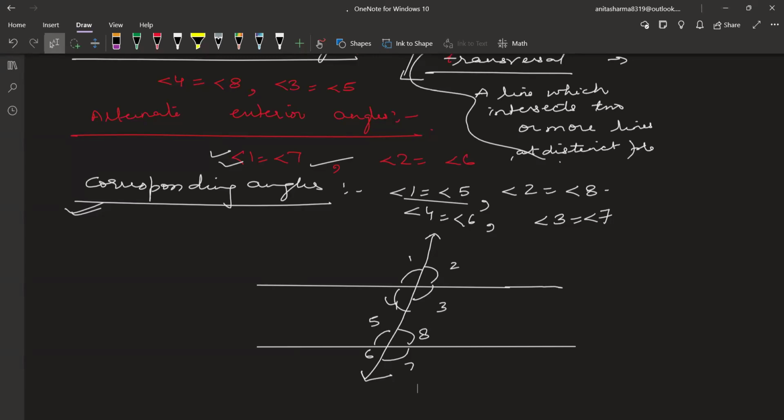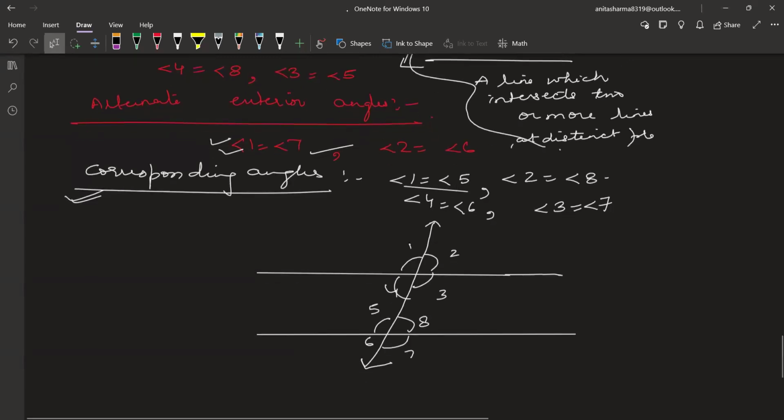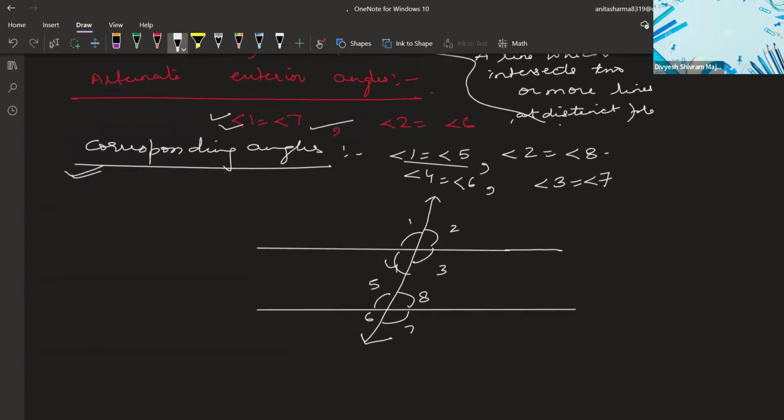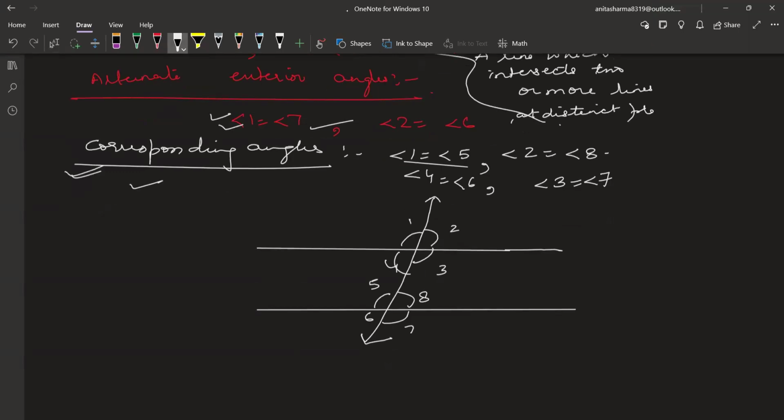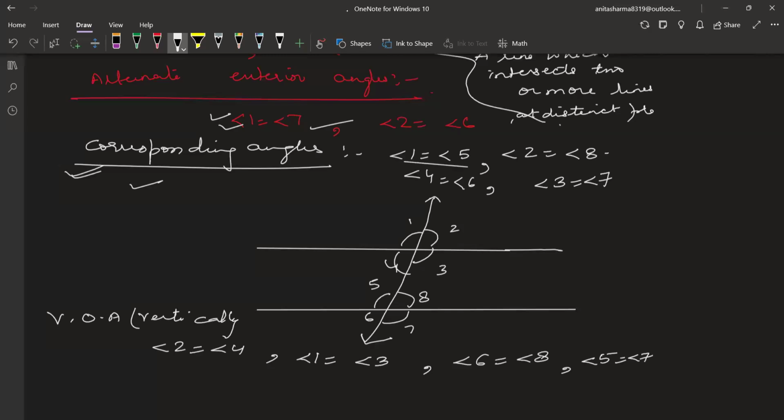So all have written this. Yes, ma'am. So today we have done alternate interior and corresponding angles, and then angle 2 will be equal to angle 4, angle 1 will be equal to angle 3, angle 6 will be equal to angle 8, and angle 5 will be equal to angle 7. These are the vertically opposite angles. Fine, children? Yes, ma'am.